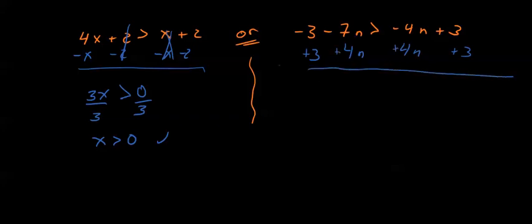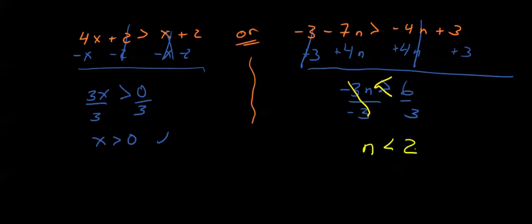And I get, these cancel, negative 3n greater than, these cancel, positive 6. Divide by negative 3. Divide by negative 3. Because I divided by a negative, this direction changes. Cancel that. I get n less than, oops, negative 3, my bad. So it's negative 2. All right, now we graph.